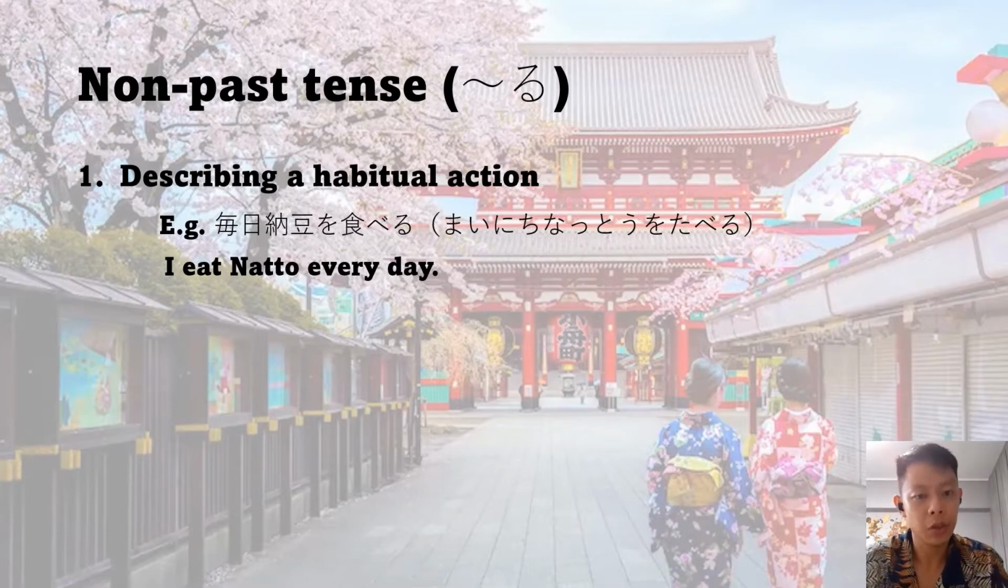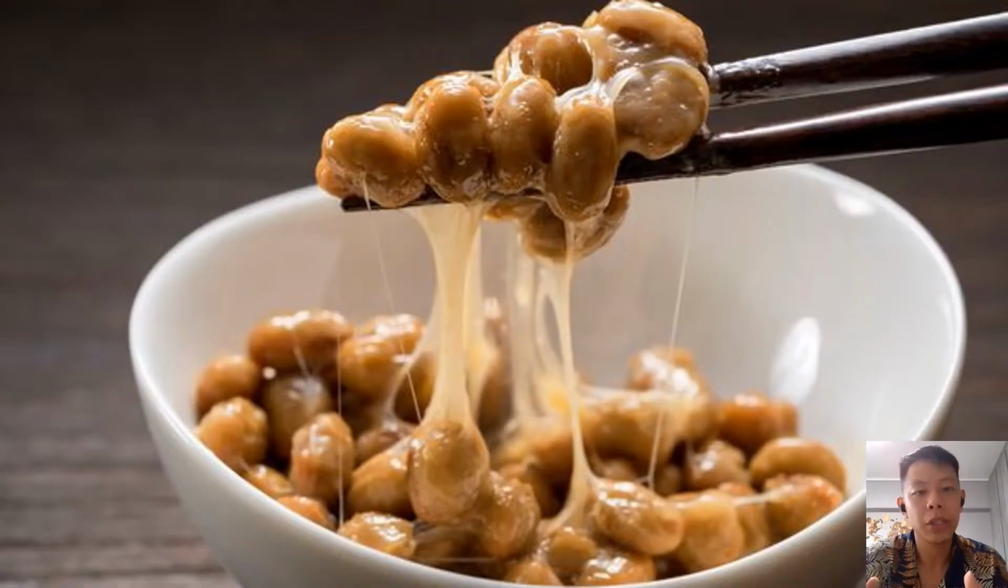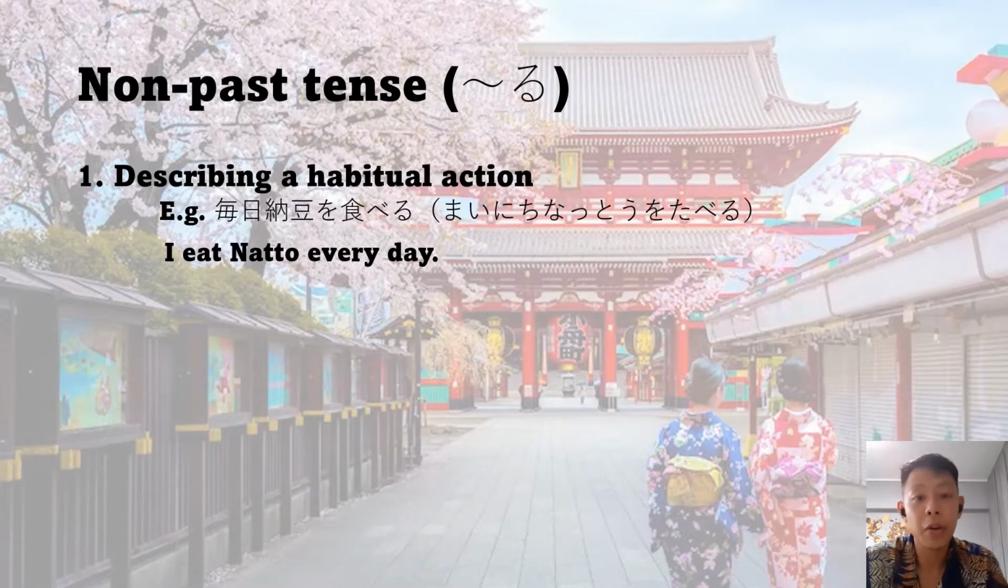So what is natto? Well, natto is kind of like Japanese fermented soybean. It has a really pungent smell, and Japanese people would usually eat this for breakfast. Some people like it, some people don't like it. I think you really have to try this when you're in Japan. I remember when I was living in Japan, I used to eat this every morning for breakfast. So I would say to my friends, 毎日納豆を食べる, using the non-past tense. So now you know what natto is.